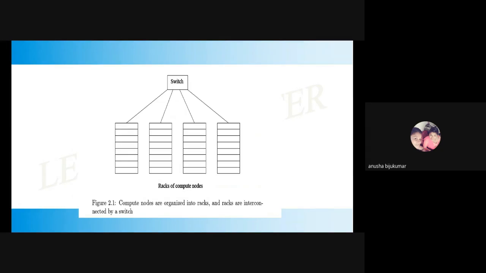The figure shows the organization of compute nodes. Here, these are the racks. This one is the rack, and in each rack, 8 to 64 compute nodes are stored. Here, 8 to 64 compute nodes are stored, and these racks are interconnected with a switch.